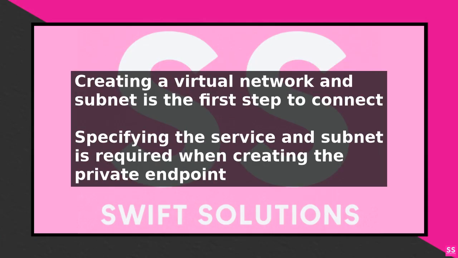To connect via private endpoint, start by creating a virtual network and a subnet. The subnet will be used to host the private endpoint. Next, create the private endpoint itself, specifying the service you want to connect to in the subnet you created. You will also need to specify the private IP address that will be used to connect to the service.